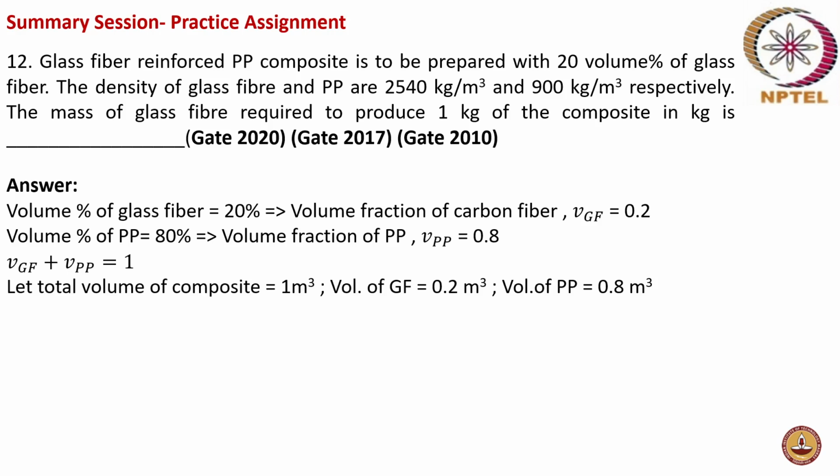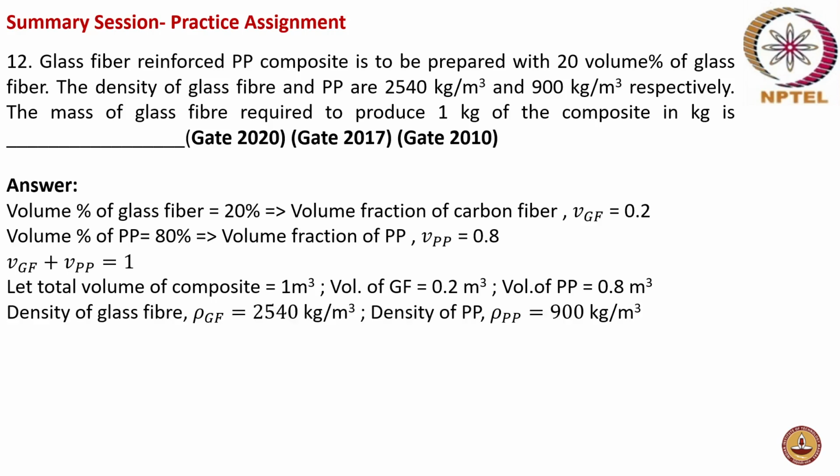Again, Paul, as you said, you can also assume total volume as 100 meter cube. In that way also you can proceed. For a simplistic approach, I am using 1 meter cube. The values will vary accordingly. So since I have assumed 1 meter cube, the volume of glass fiber will be 0.2 and PP will be 0.8. In your assumption, it will be 20 meter cube and 80 meter cube.